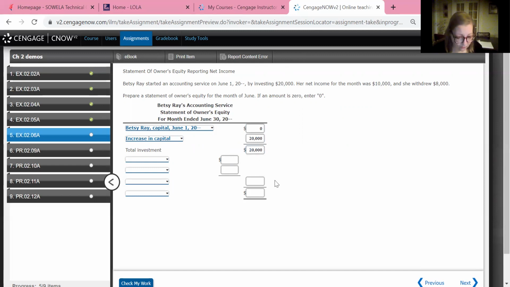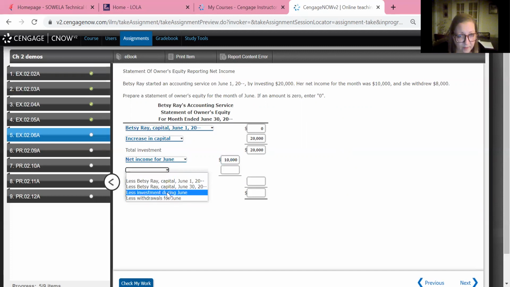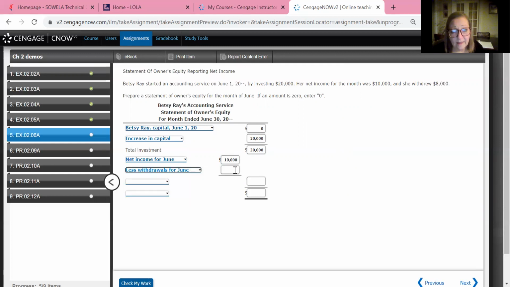Then we're going to go from there and add the net income for this period. They told us how much it was. Net income for the month is $10,000. And then we're going to reduce by the amount of withdrawals she made. She withdrew $8,000 of those earnings. So the net increase in capital, her net income minus her withdrawals, is $2,000.